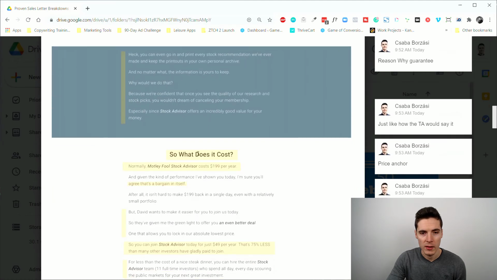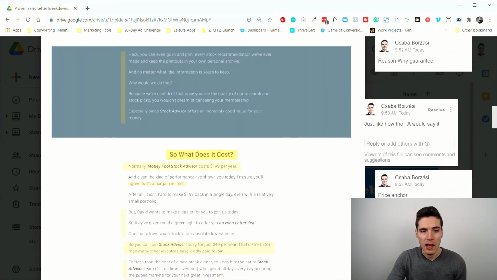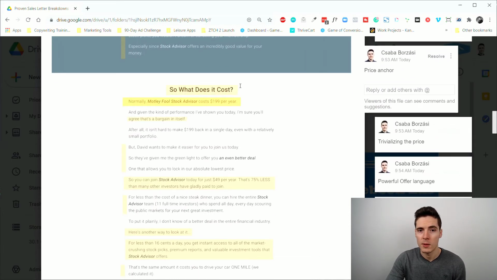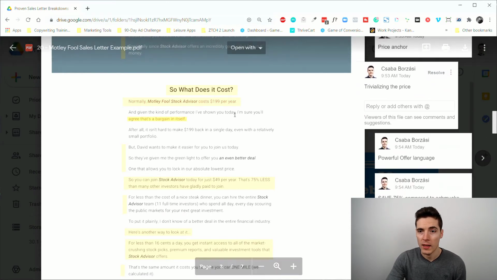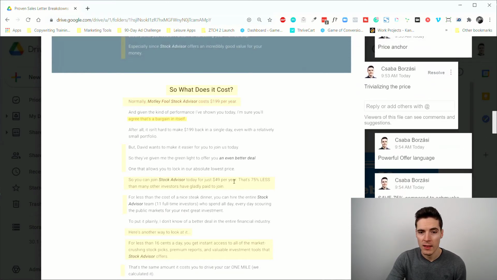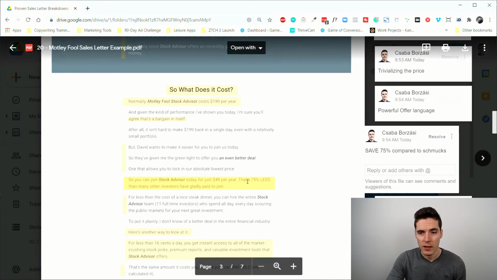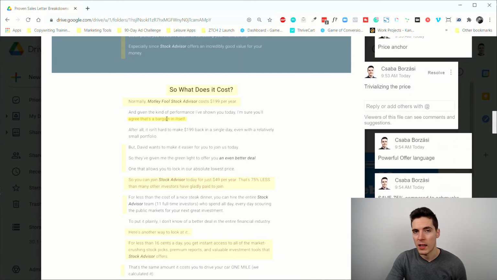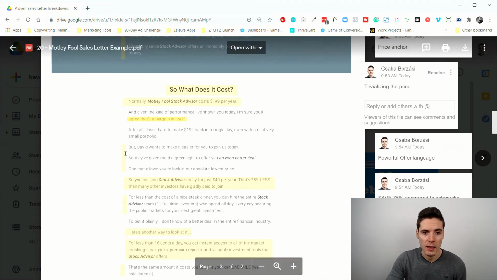So yeah, we have the long guarantee, and then it's like, so what does it cost? And this is exactly like how our customer avatar would say it. So this is like just giving it to them in their own words. So we have a price anchor. Normally this would cost $200, but you can get it for way less than that. You can get it for 75% less. So we have a price anchor. We have like a discount type of thing here, and we have dimensionalizing the price itself, trivializing it by saying, you know, this is a bargain by itself.